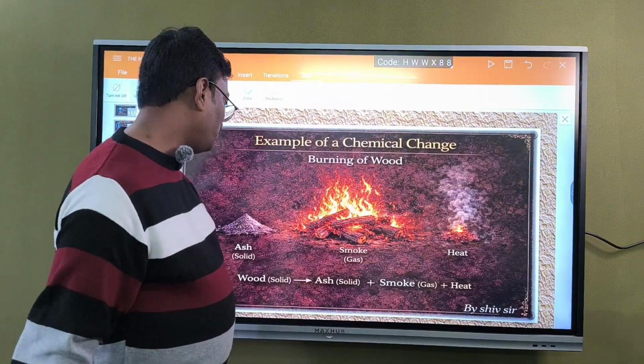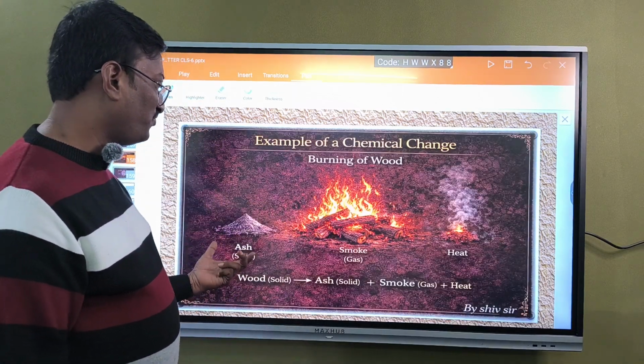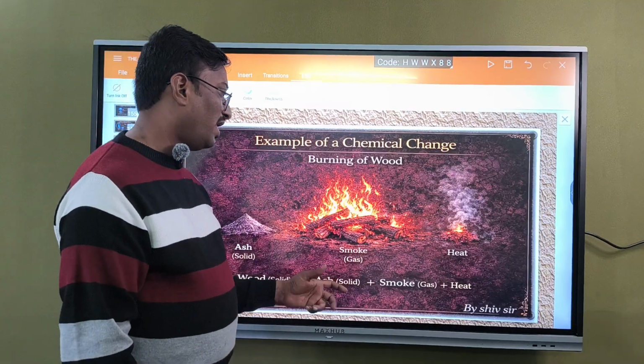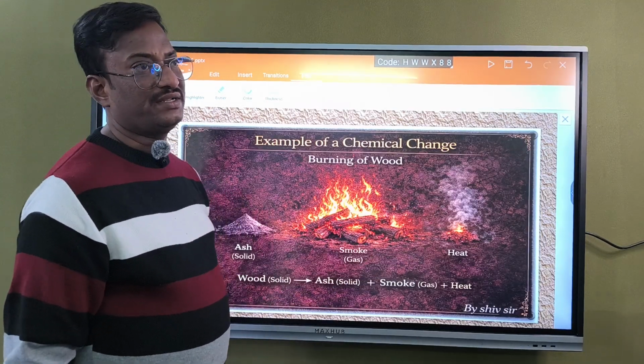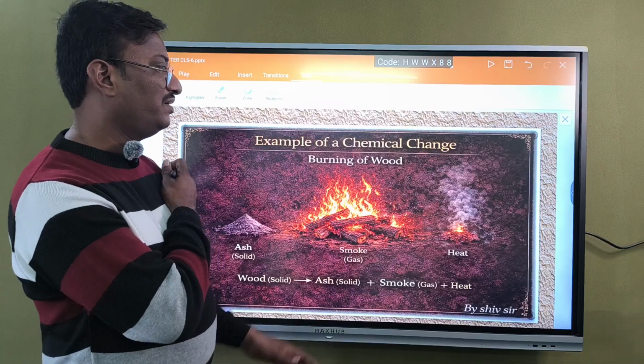Example of burning of wood. If you burn wood, it will form ash and smoke with heat. A lot of chemicals will be released.